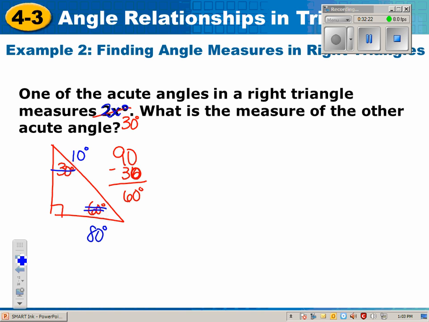Say it again, Jonathan. It's as simple as that. It doesn't ask you to find out the actual numerical value. It just simply says, what's the measure of the other angle? They told you one angle was 2x. They didn't give it to you as a number. They gave it to you as an expression. So the other angle would just be 90 minus 2x.